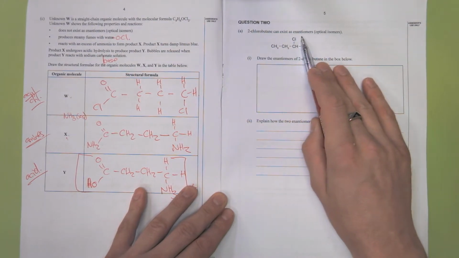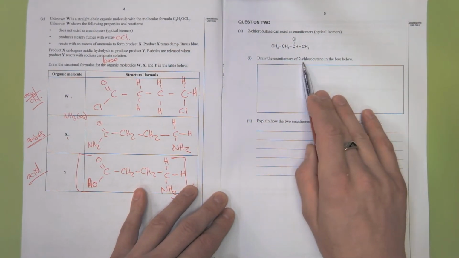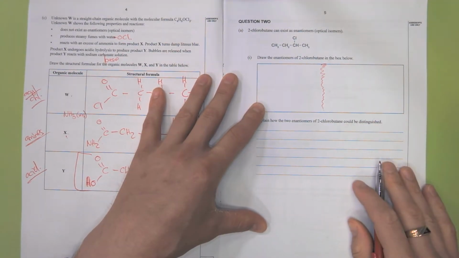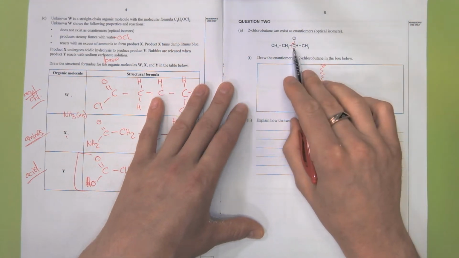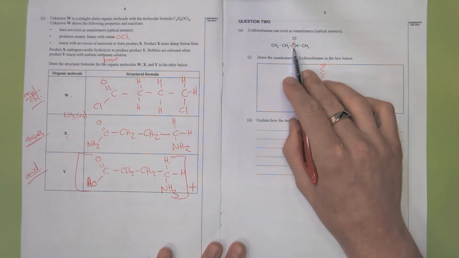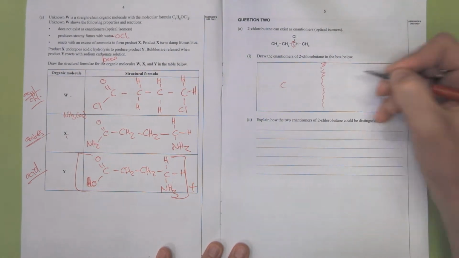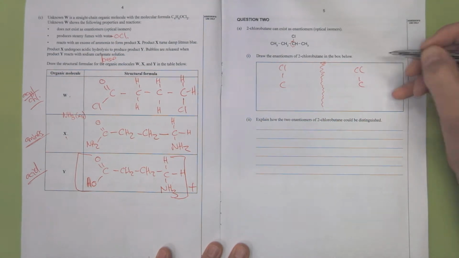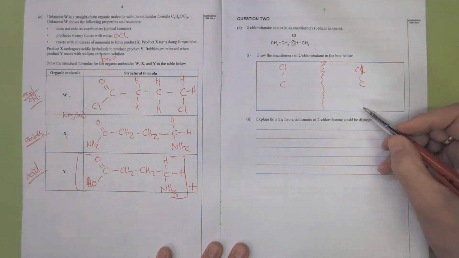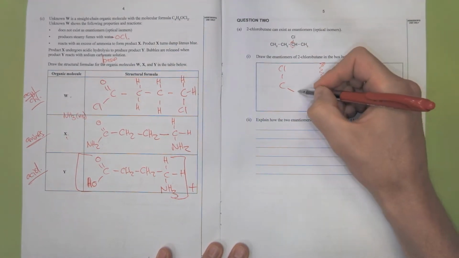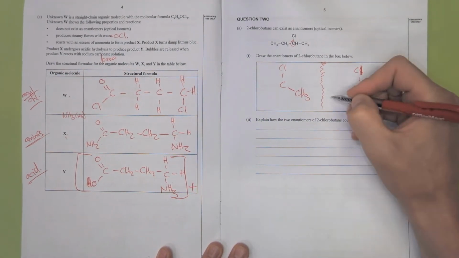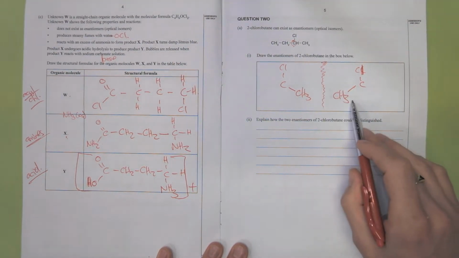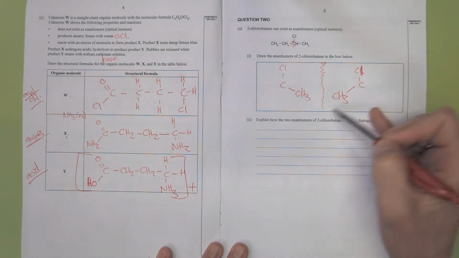2-chlorobutane can exist as enantiomers, optical isomers. Draw the enantiomers in the box below. Alright, so I'm going to put my center line in here. This is like my mirror line, and obviously this is my chiral carbon here. This carbon has 4 different groups attached to it, so I'm going to just put my carbons in the middle. I'm going to go straight up with my chlorine, that's a Cl, and then I'm going to go into the middle with my CH3. Doesn't matter how this was written, CH3 or H3C, it's fine either way, just as long as you've got the CH3 coming towards the middle.